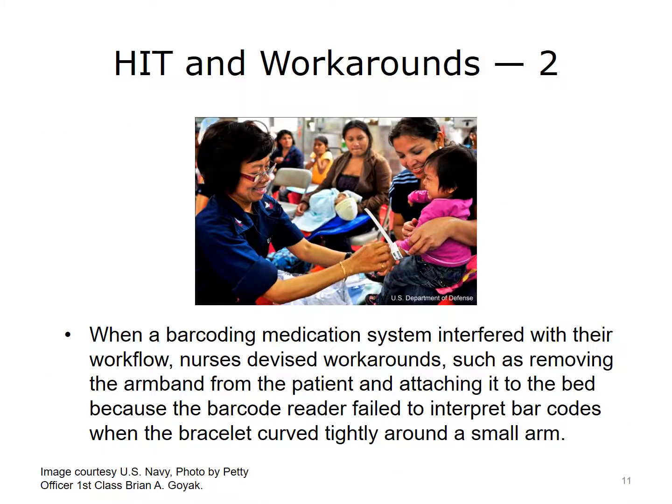This and the following two slides talk about workarounds caused by poor HIT design. Doyle reported that when a barcoding medication system interfered with their workflow, nurses devised workarounds, such as removing the armband from the patient and attaching it to the bed because the barcode reader failed to interpret barcodes when the bracelet curved tightly around a small arm.